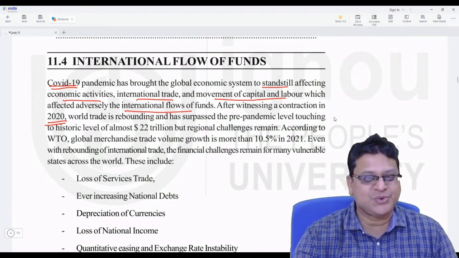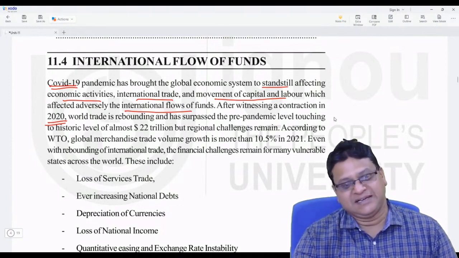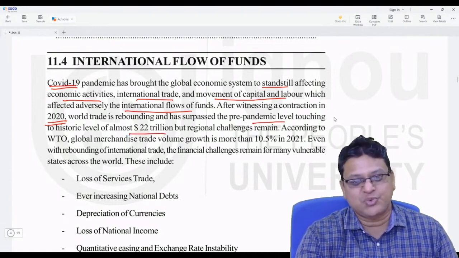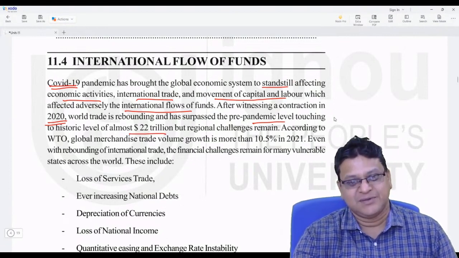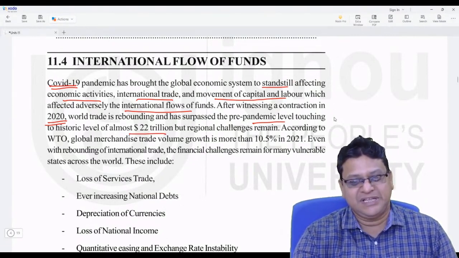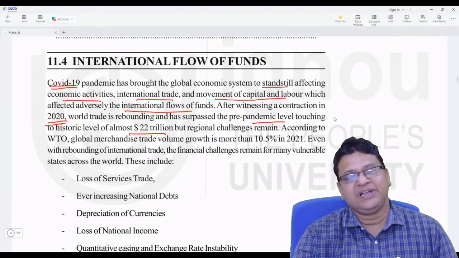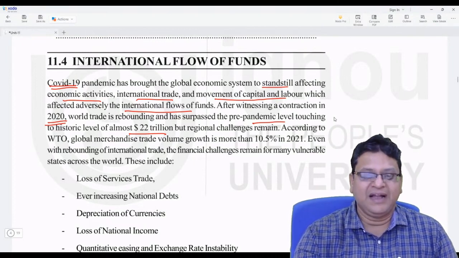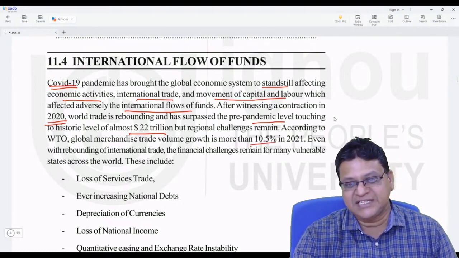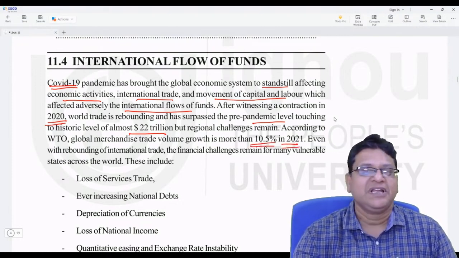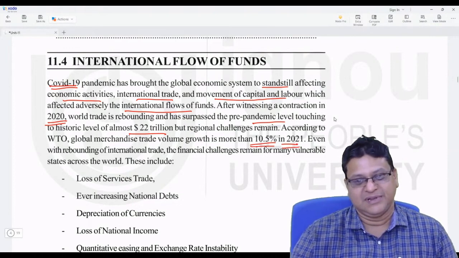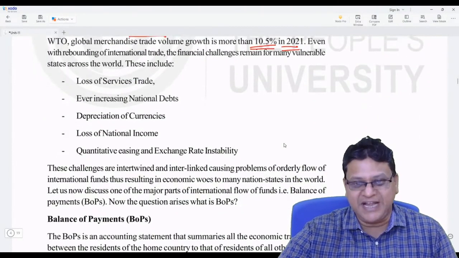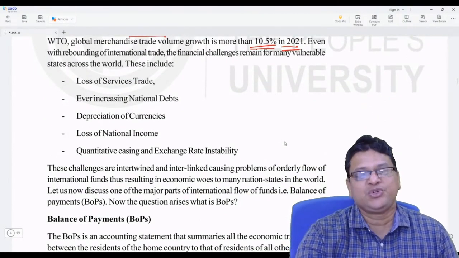restore itself. It restores international trade. Nowadays, international trade has touched almost $22 trillion because of the growth in different economies which were standstill during COVID-19. And the volume of international trade increased by 10.5% in 2021. Though there is a rebounding of international trade, there are many challenges which we have to face.